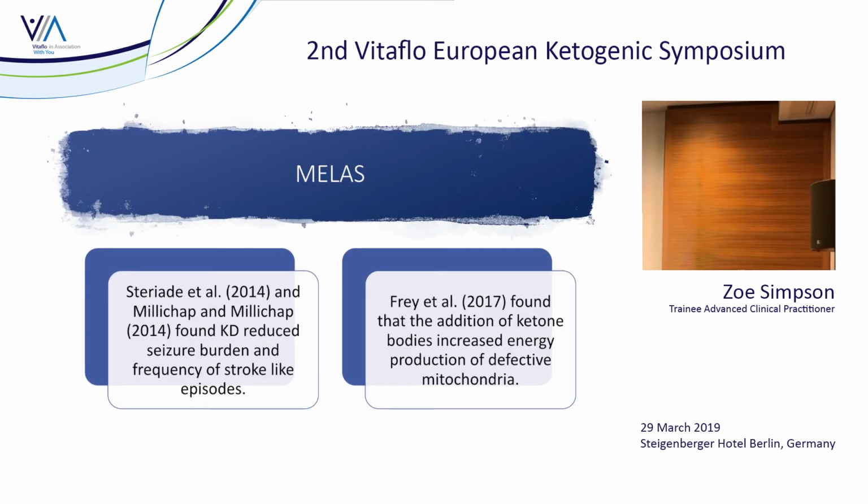So MELAS. So MELAS stands for mitochondrial encephalomyopathy, lactic acid, and stroke-like episodes. So that's quite a mouthful, so MELAS is much easier to say. It affects many organs, including muscles, brain, and also the central nervous system. The signs and symptoms include muscle weakness, recurrent headaches, vomiting, and seizures. Most patients also have stroke-like symptoms by the age of 40.